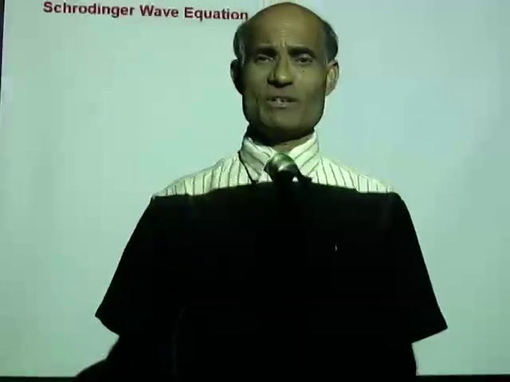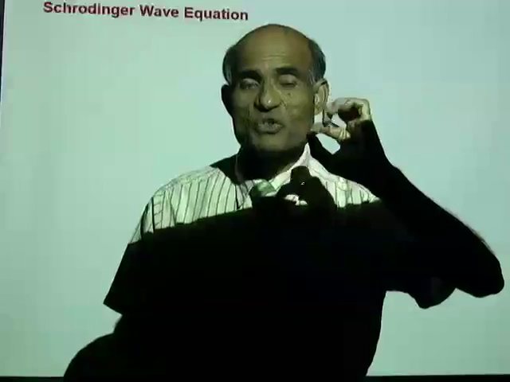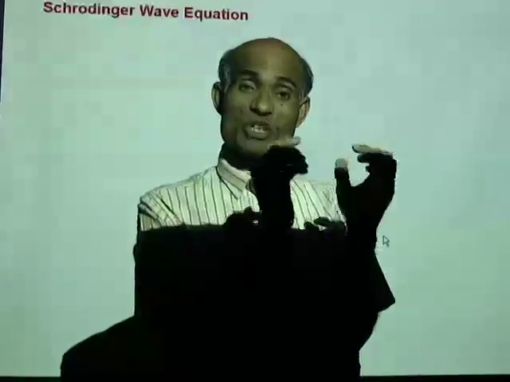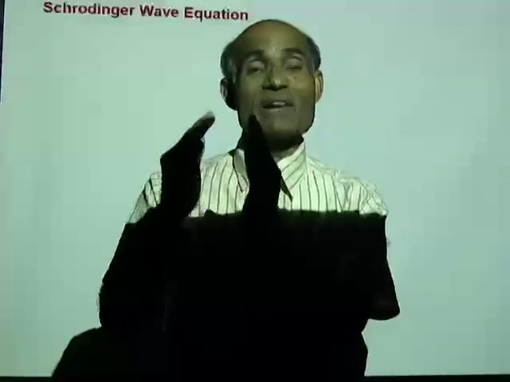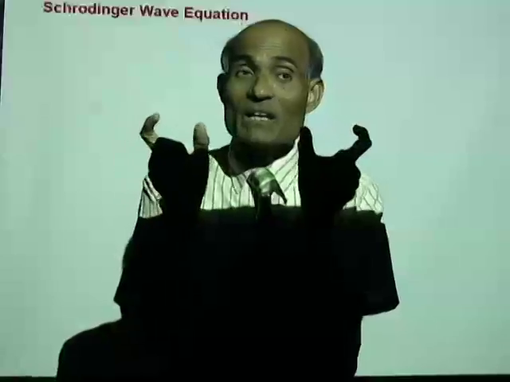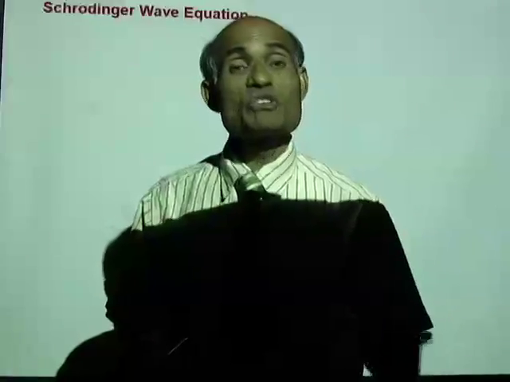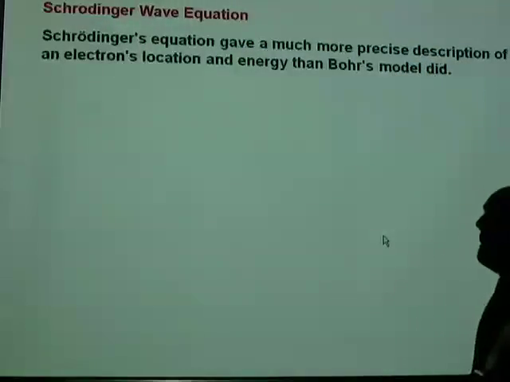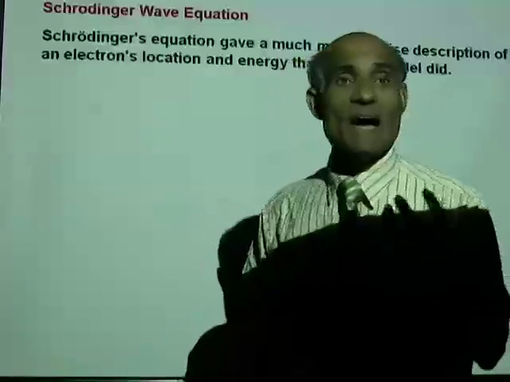What is a wave equation? We discussed wave equations before. For a vibration of a particle, the wave equation tells you where the particle is at a given time. In fact, you know that we obtained equations like y as a function of x and t, position and time, equal to A sin(kx minus omega t). Do you recognize that equation? Well, that explains the waving part of a particle. Now, can we develop such an equation to describe the electron? And the Schrödinger equation is such an equation. Schrödinger's equation gave a much more precise description of the electron's location and energy than Bohr's model.